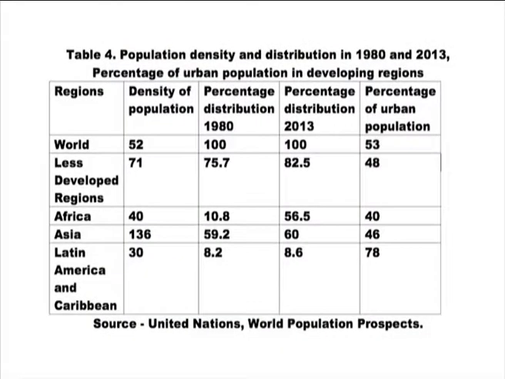Table 4 gives an overall picture for developing nations in terms of their densities and how the distribution is changing between 1980 and 2013. Along with this, percentage of population in urban areas is also given. Percentage of population residing in less developed regions has increased between 1980 to 2013.